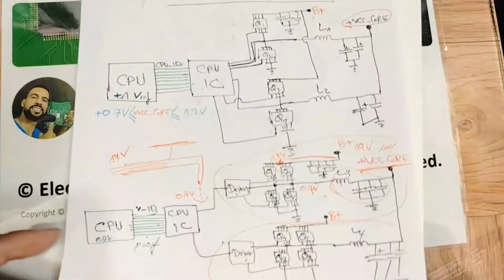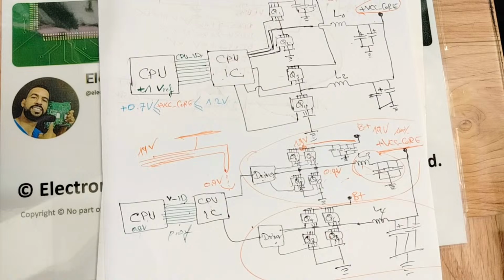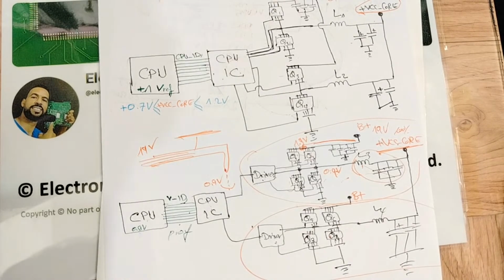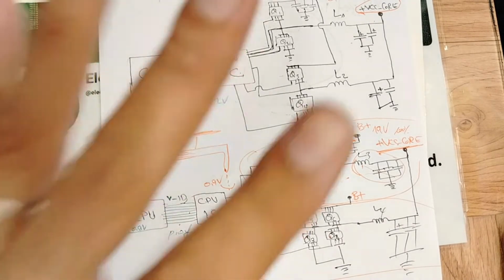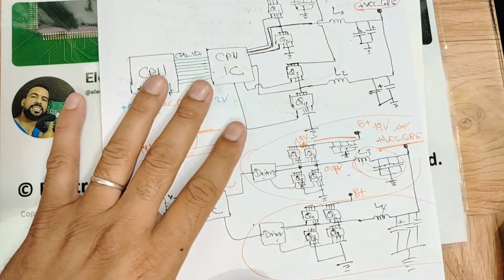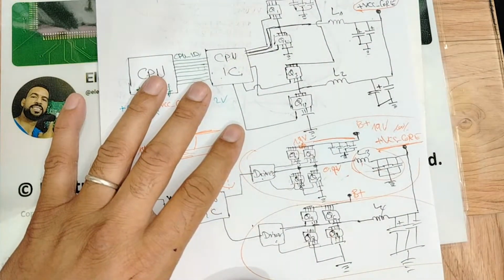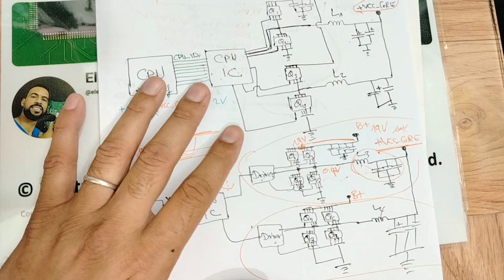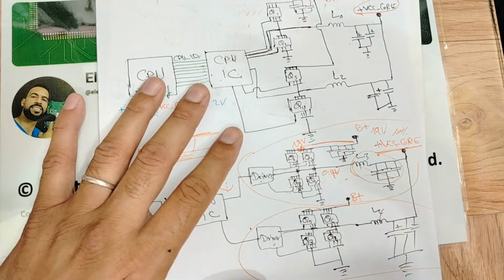We have basically discussed three schematics: the RAM circuit, the CPU circuit, and the charge circuit, and also the 3 volt, 5 volt circuit.